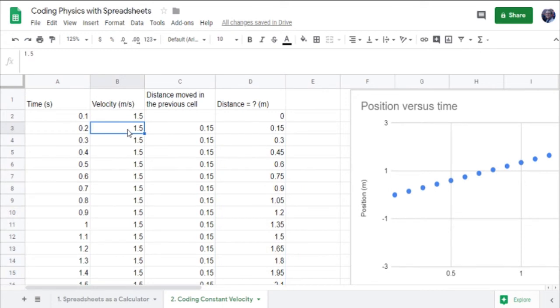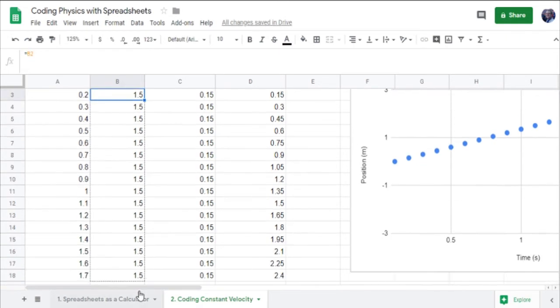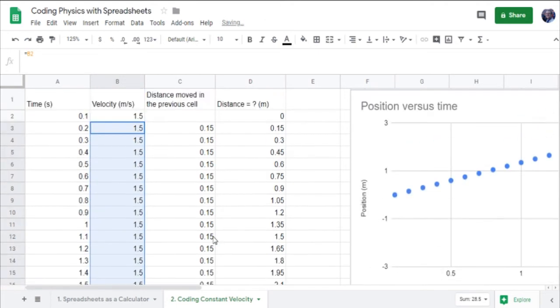Here's what we're going to do. We're going to set this velocity. We want this velocity to be constant. So here's what we're going to do. We're just going to say that velocity equals the velocity that you had before. Again, there's not a huge change to that, but there will be in a moment.